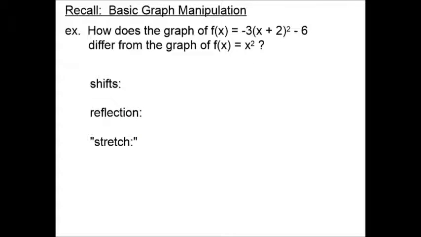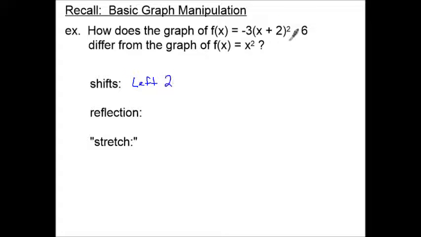Well, of course, just drawing the graph unshifted is not very exciting, so we're going to have to be able to manipulate these graphs around, so let's hopefully remember some of this stuff. So how does the graph of negative 3x plus 2 quantity squared minus 6 differ from the graph of x squared? Okay, well, looking at this, if there's any shifts, remember the guy inside with the x is always lying to you. So in this case, this guy is a shift left 2.